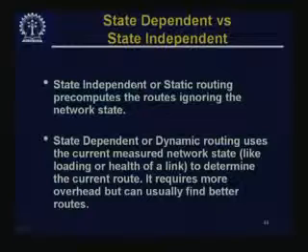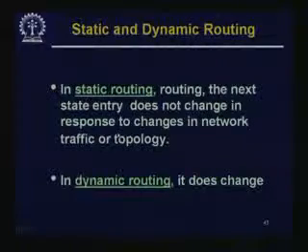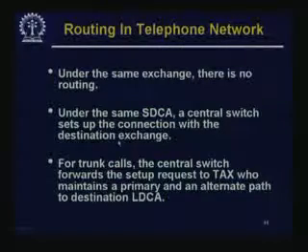State dependent versus state independent. State independent or static routing precomputes the routes, and state dependent or dynamic routing uses the current measured network state, which may change as the packet is proceeding. In static routing, the next state entry does not change in response to changes in network traffic or topology. In dynamic routing, it does change.